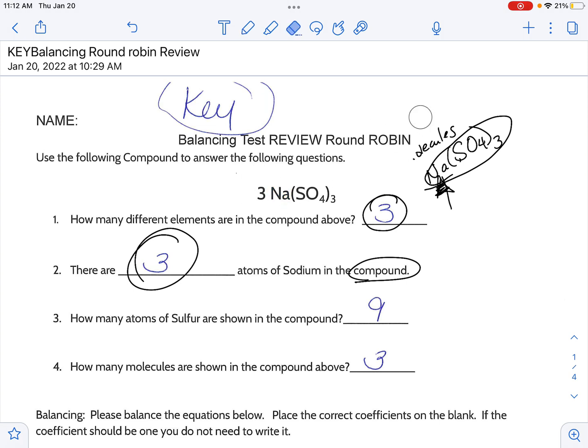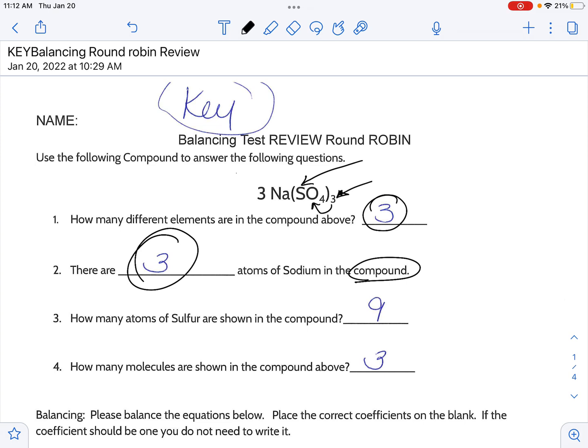Next question, how many atoms of sulfur are shown? So here's our sulfur, and we want to remember that the 3 subscript outside applies to the oxygen. It also applies to the sulfur. So that 3 outside is saying that we have 3 SO4s, just like we've got right here that I just wrote. And so 1 sodium is attached to 3 of those.